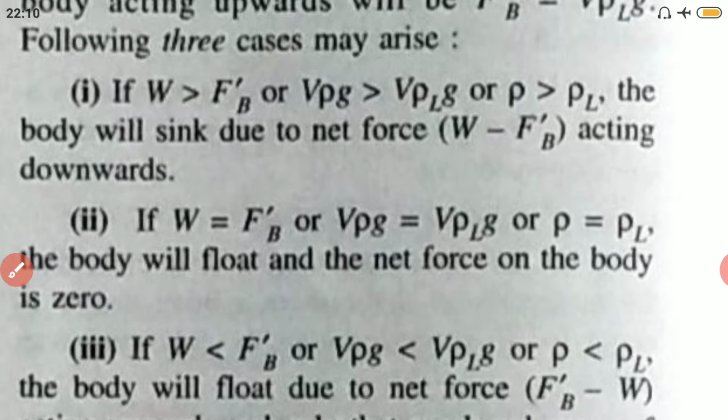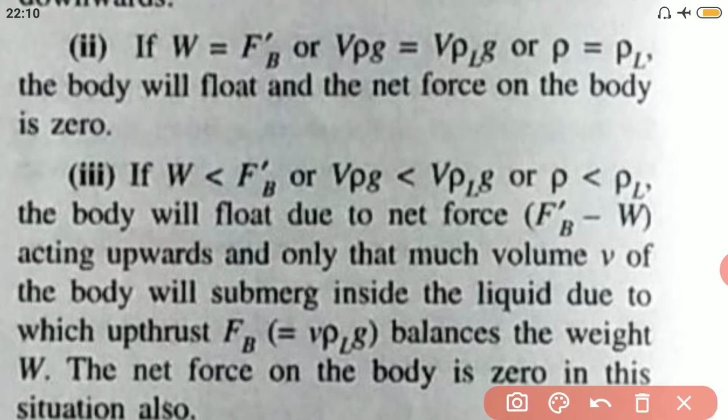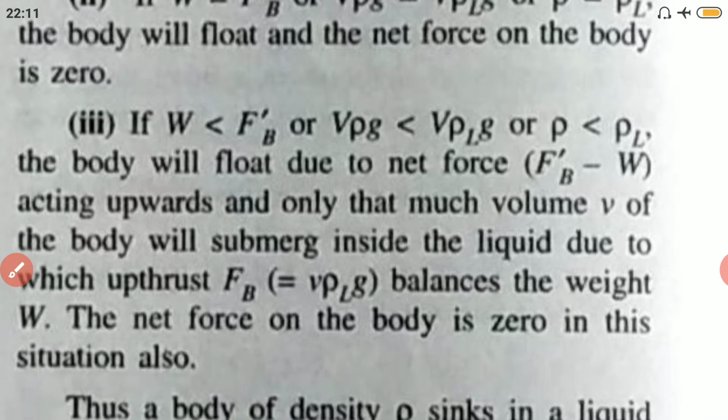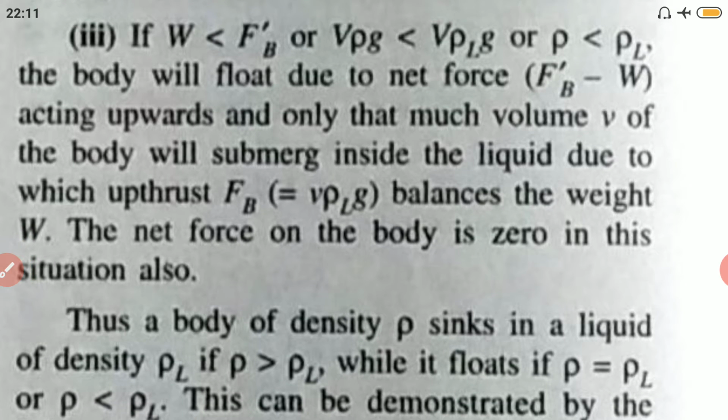Number 2, suppose W is equal to FB dash, the weight of the body is equal to the upthrust. Then we can write V rho g is equal to V rho L g. Again V and V get cancelled, g and g also get cancelled. So what are we left with? We are left with these densities. If the density of the solid is equal to the density of the liquid, then the body will float and the net force acting on the body should be 0. Remember, a floating object's apparent weight should be 0. That is the net force.